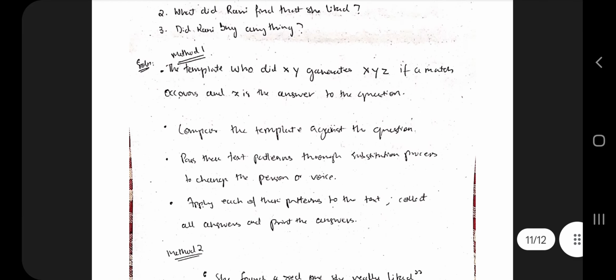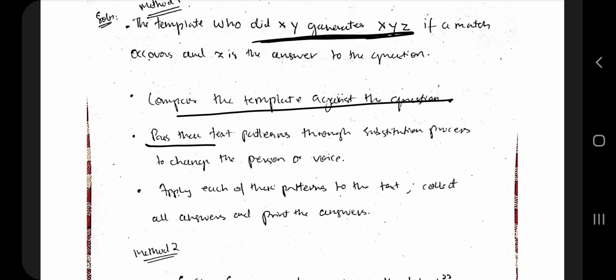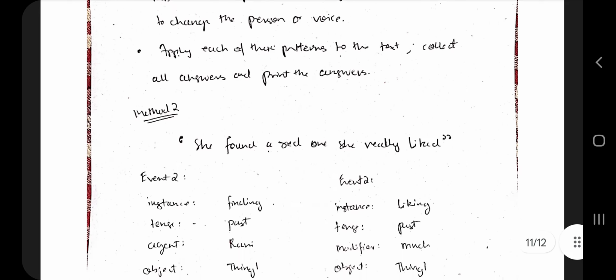This can be solved using many methods. The first method is a template, like I showed you, right? For example, an XYZ template. Templates will be given, parse these patterns, substitute and change the person or the voice, apply each of these patterns and collect the answers. That's the most simple method.